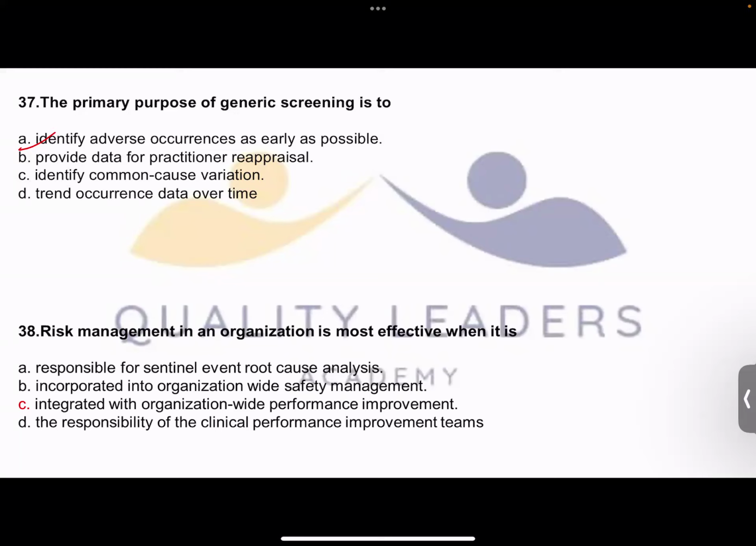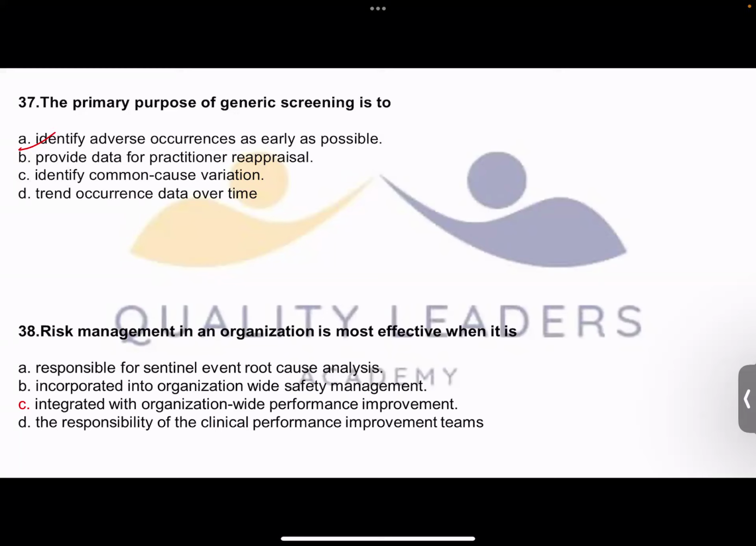Risk management is most effective when it is integrated into organization-wide performance improvement, because this ensures the risk management efforts align with the organization's broader goals for quality, safety, and efficiency. Why not letter A? Because this may participate in the RCA for sentinel events. Its effectiveness is not limited to this function because it needs to address all organizational risk comprehensively.